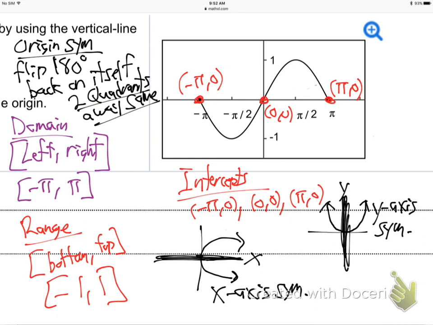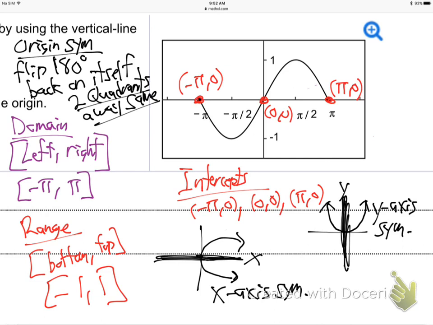This one's got origin symmetry. Do you see it? If I was to take, let me just draw it here. Yeah, here it is. I've got it. Big side is on the left. Yeah, this is it. So there's the graph.